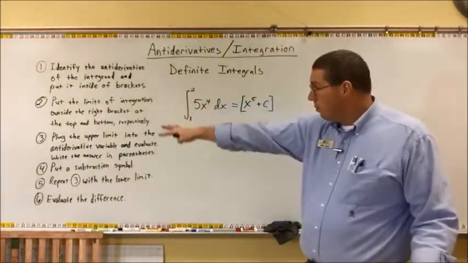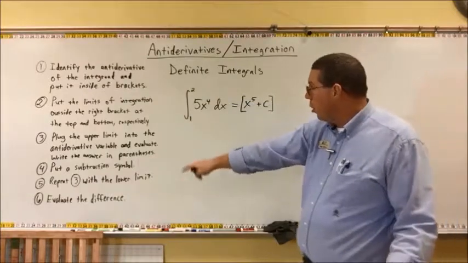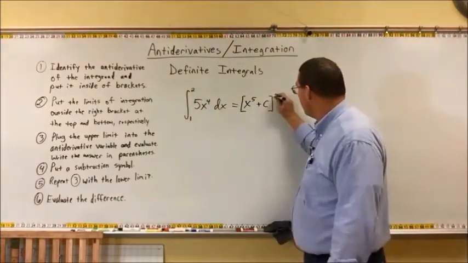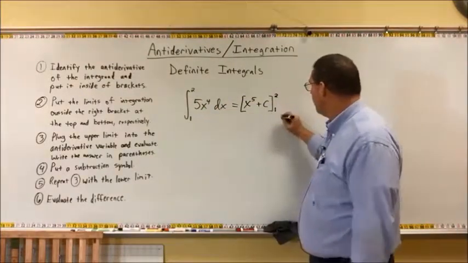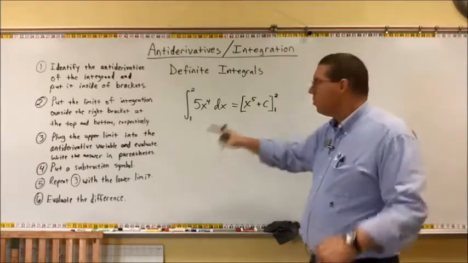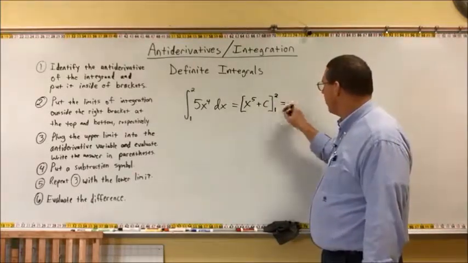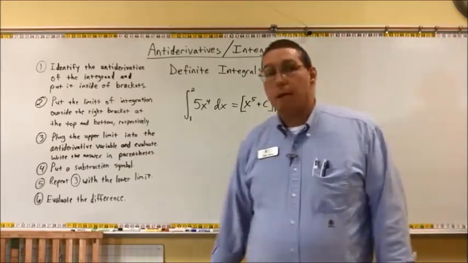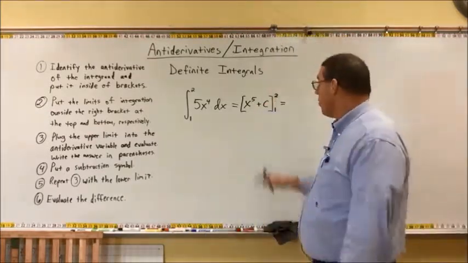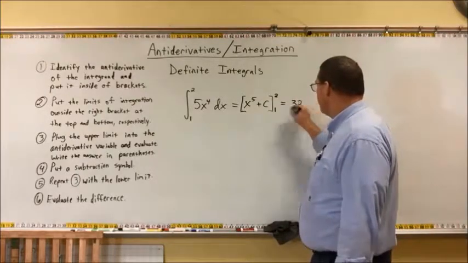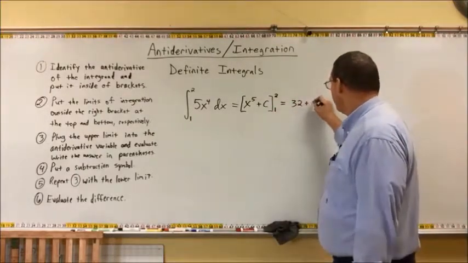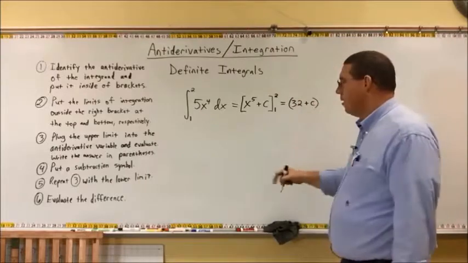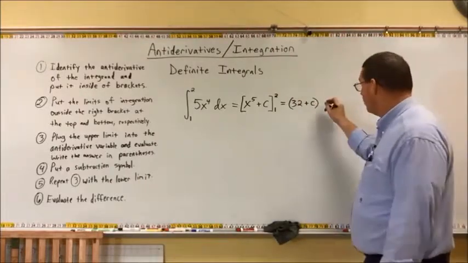Now, just like what we just learned, we're going to put the 2 up top here, and we're going to put the 1 down here. And now step 3, we're going to plug in the upper limit of integration. I'm going to plug the 2 in here. 2 to the 5th power is 32. But I'm not going to write 32. I'm going to write 32 plus c, right? Plus c in parentheses. Step 4, I'm going to put a subtraction symbol.